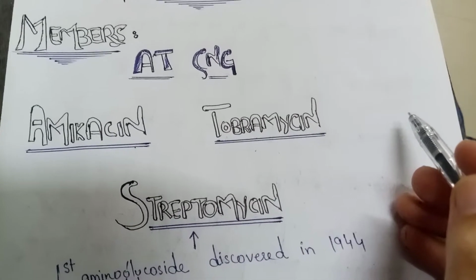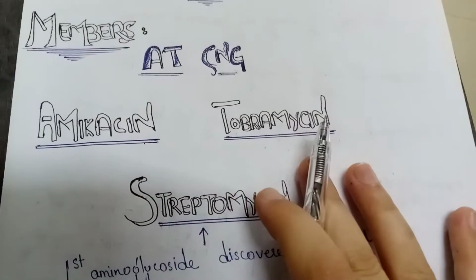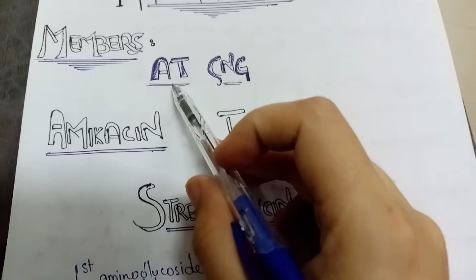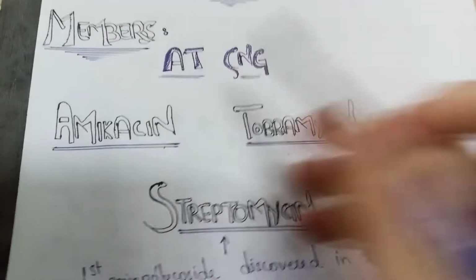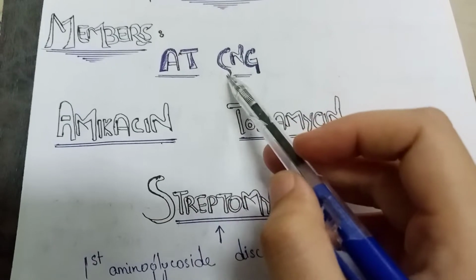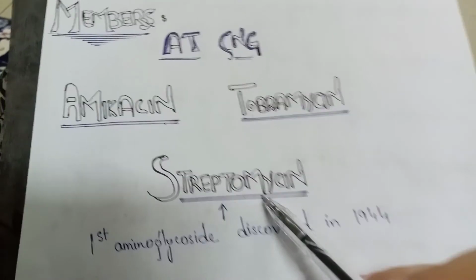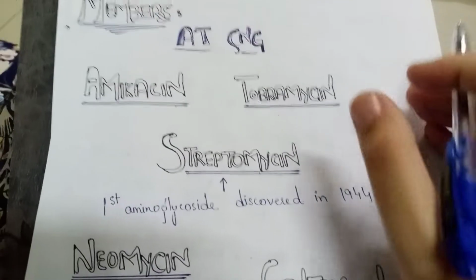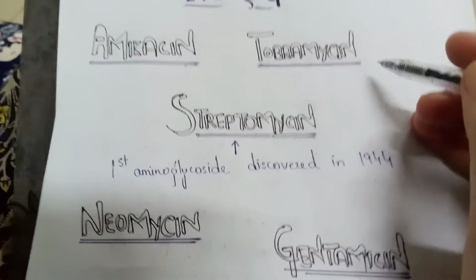But how are you going to remember these members? Remember "ATSNG". A indicates amikacin, T tobramycin, S streptomycin and neomycin, and G gentamicin. So once again I will repeat: amikacin, tobramycin, streptomycin, neomycin and gentamicin are the members of aminoglycosides.